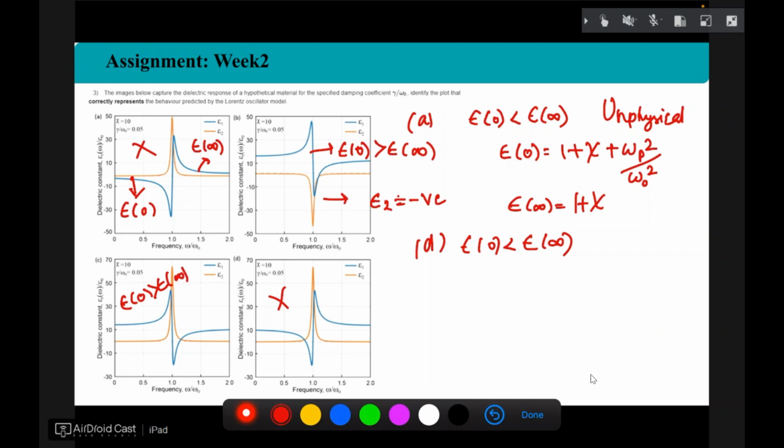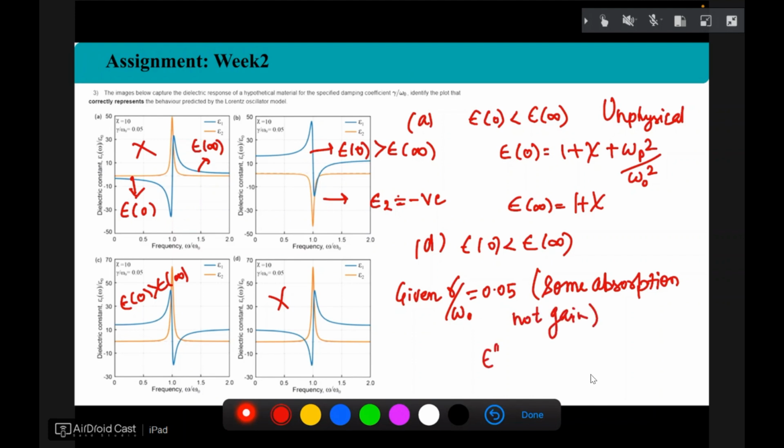Now we will talk about epsilon 2, that is epsilon double prime, the imaginary part. In this case it is negative, but we have been given gamma by omega naught equal to 0.05, so there is some absorption, not gain. So epsilon double prime can't be negative, and this option is also cancelled. Then option C, since epsilon double prime is positive, it satisfies both conditions: epsilon 0 is greater than epsilon infinity and epsilon double prime is positive.